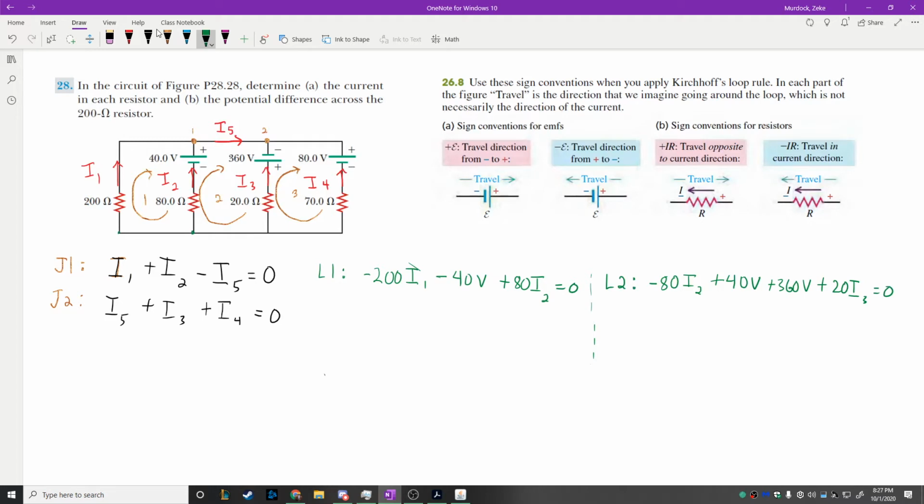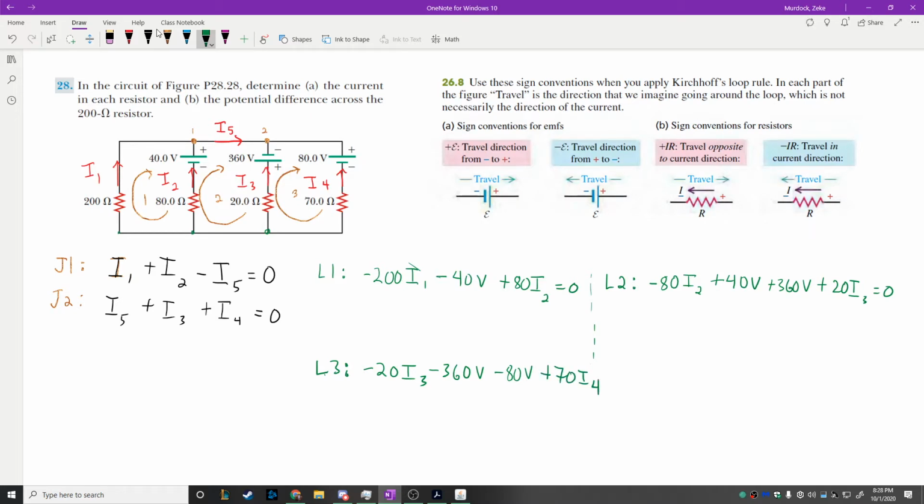And then let's leave some room there, and we'll say loop 3. Coming around here, let's start here for loop 3. Going up this way, we're going to get a negative 20 I3. And then negative 360, because we're going from positive to negative. Keep going, negative 80. And then positive 70 I4.